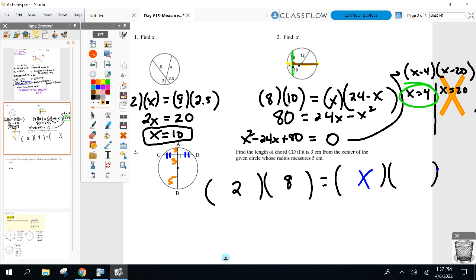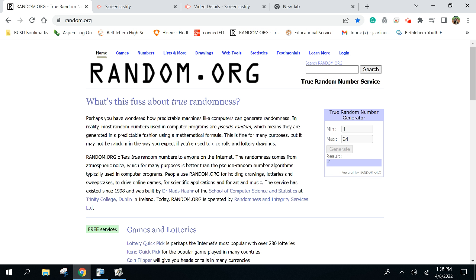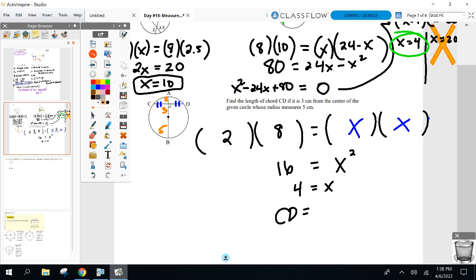They're both the same. I'll find 1 and double it to find the CD. X squared equals 16. X equals 4. Not the finish. Not the finish. X is 4. So CD will be... How long is that chord now? 8. How long is that bad boy? 8. Yep, centimeters.